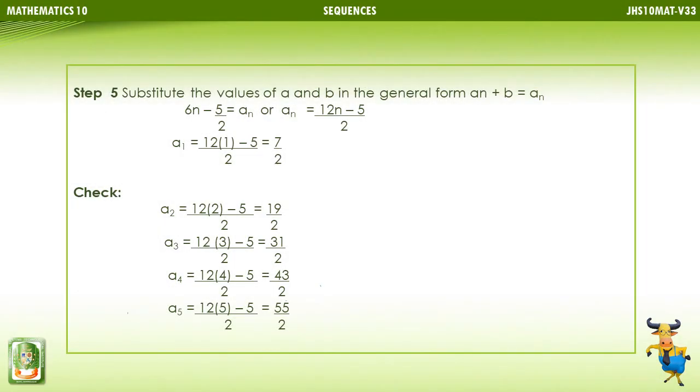Step 5. Substitute the values of a and b in the general form an plus b equals a sub n. 6n minus 5 halves equals a sub n, or a sub n equals 6n minus 5 halves.